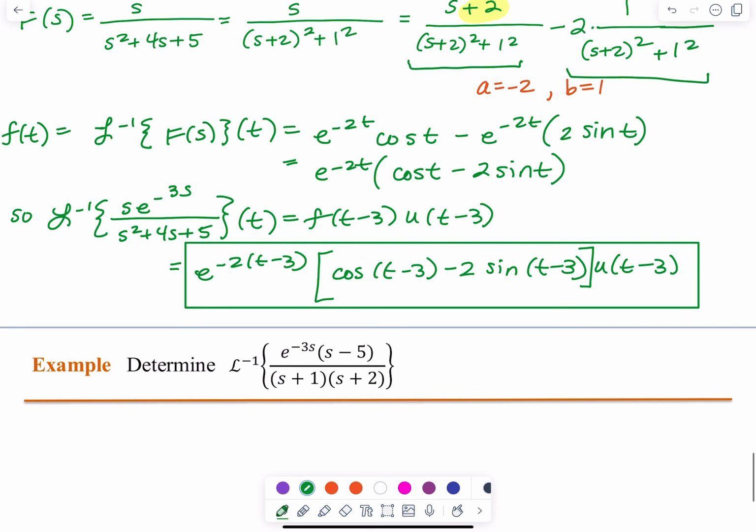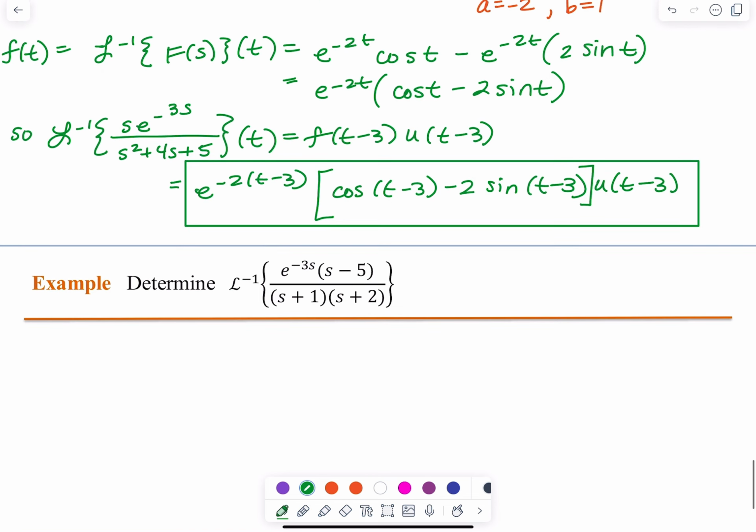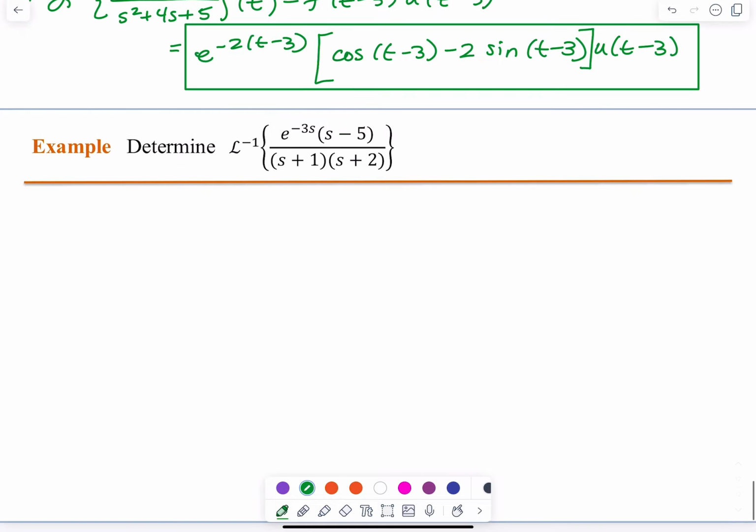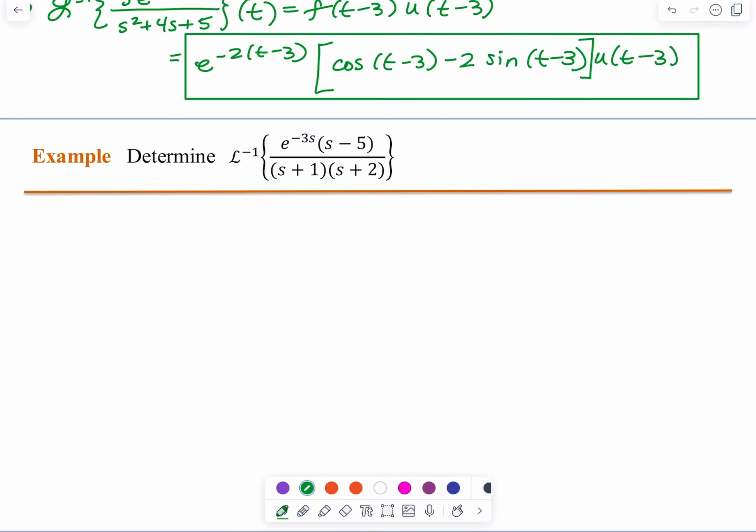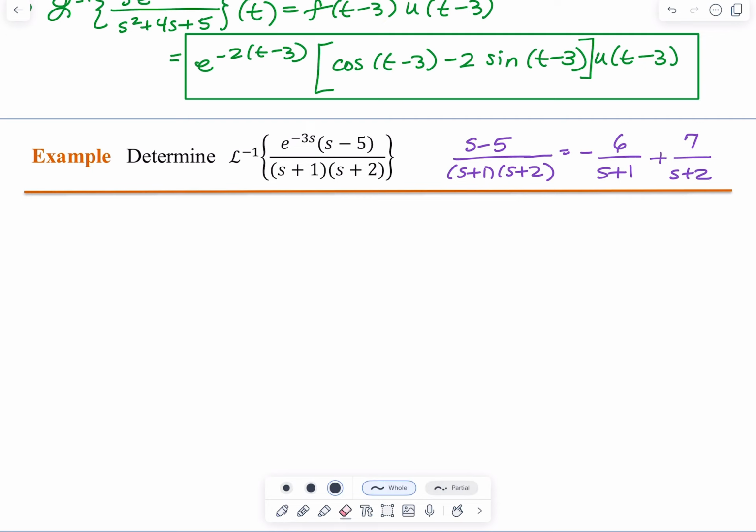Okay, let's take a look at the next inverse transform we need to determine. Let's first note that s minus 5 divided by s plus 1 times s plus 2 is equal to negative 6 divided by s plus 1 plus 7 divided by s plus 2. And of course, we used partial fraction decomposition.